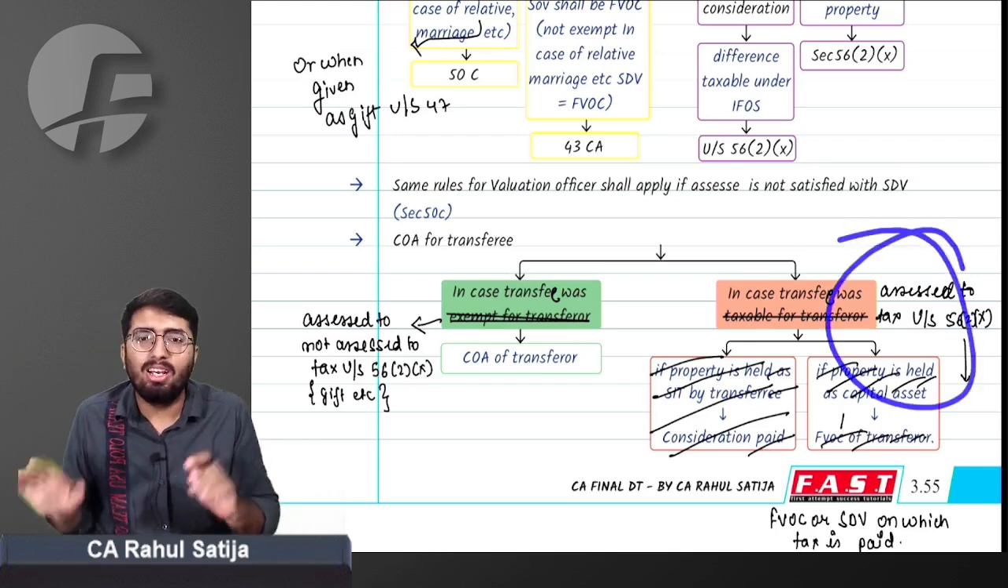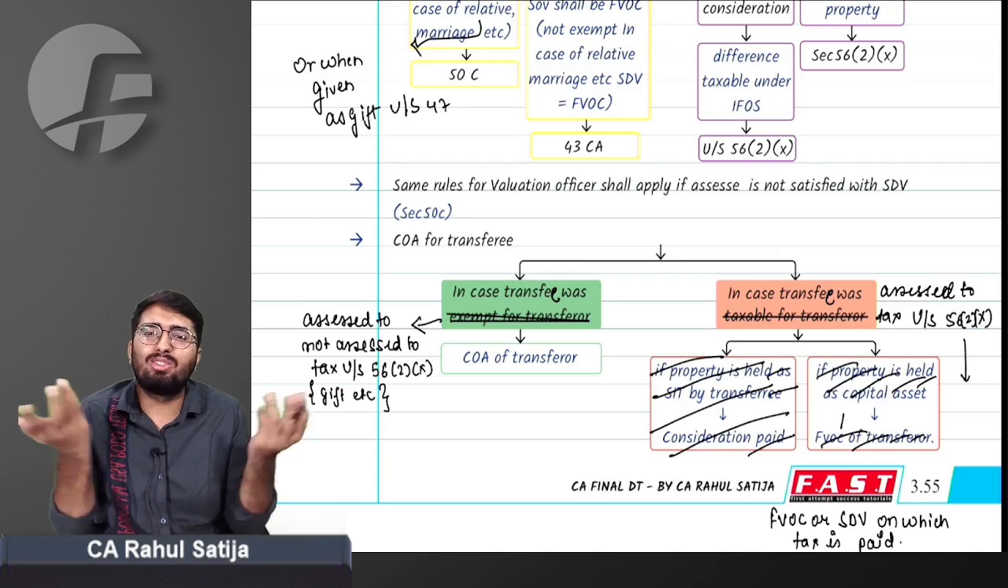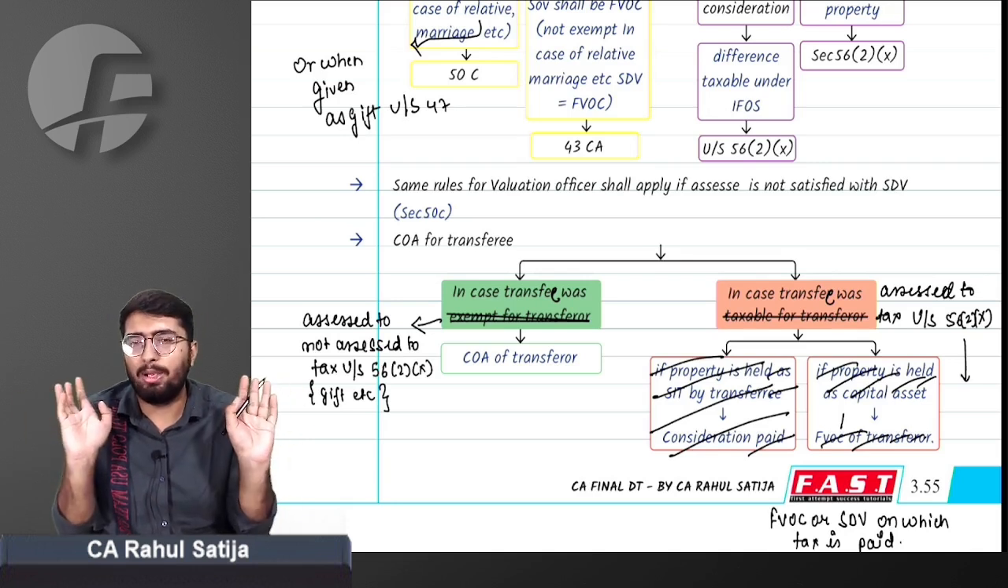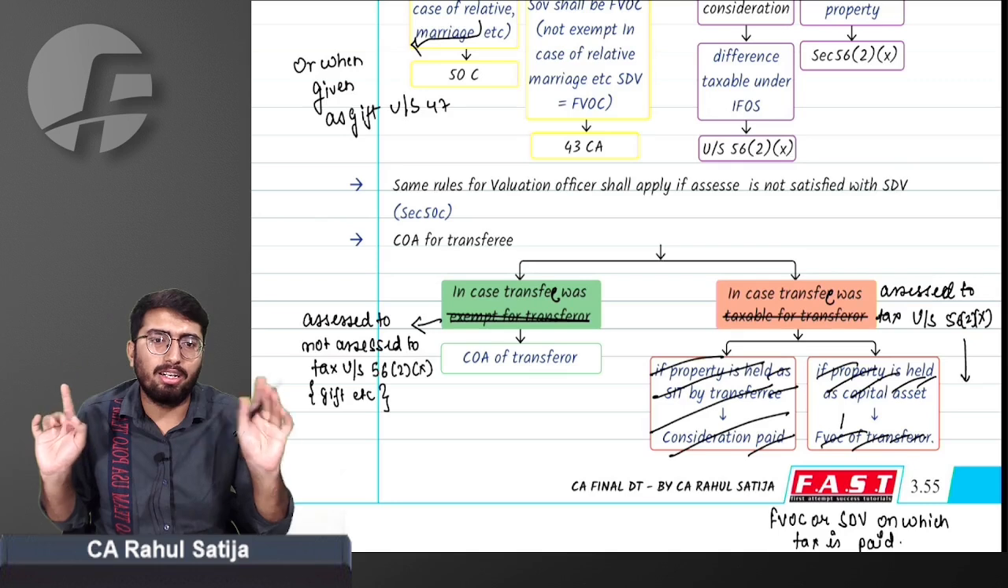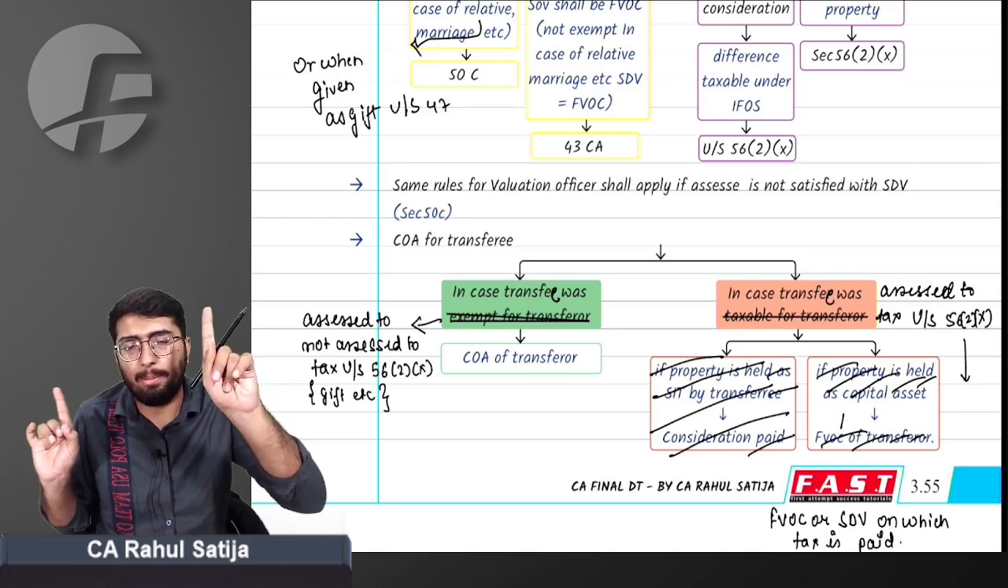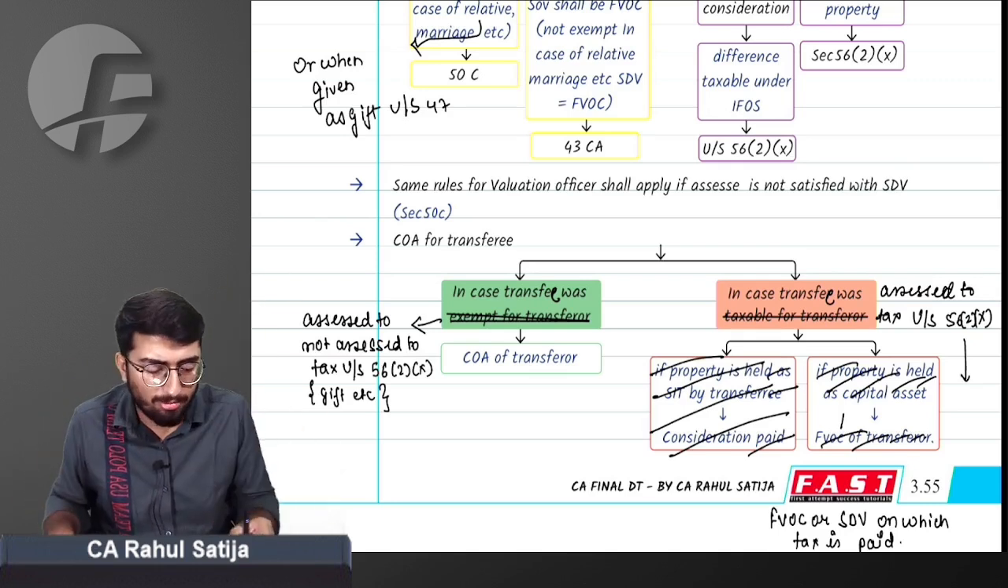Because we are simply talking about capital assets. For stock in trade, there is no provision of gift, there is no provision of capital gain. So we are not talking about stock in trade. But if we are talking about capital gain, capital assets, then in that matter, things become relevant.